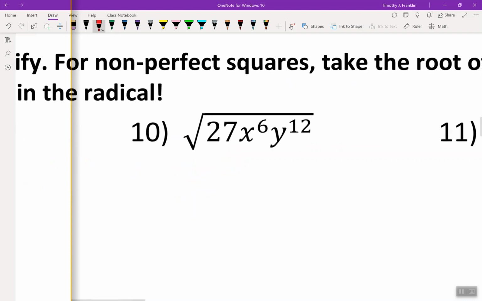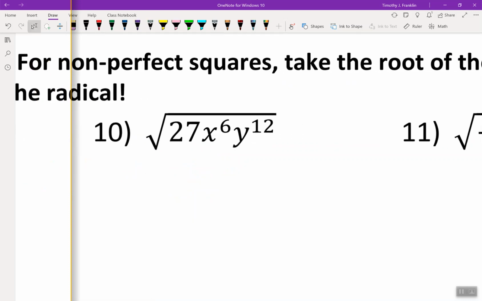Let's look at number 10, though. Here we have 27, which is not a perfect square. 27 doesn't have a whole number square root, like 9 or 16 or 25. If you try to take the square root of 27, you'll get a decimal. So what we have to do is think, is there a perfect square factor of 27 that we can take the square root of? So if we think of 27 as 9 times 3, 9 is a perfect square that we can take the square root of.